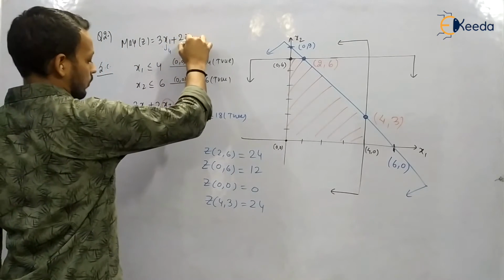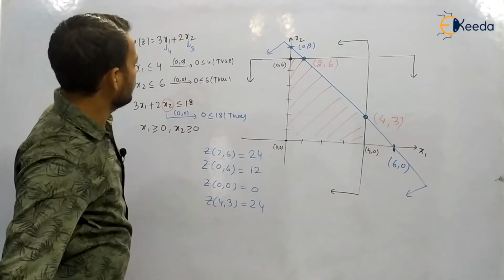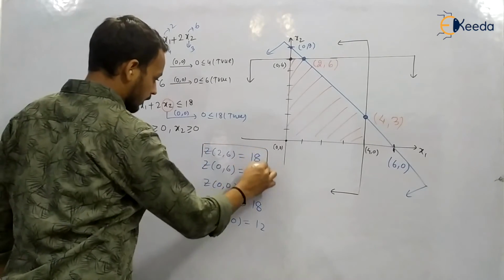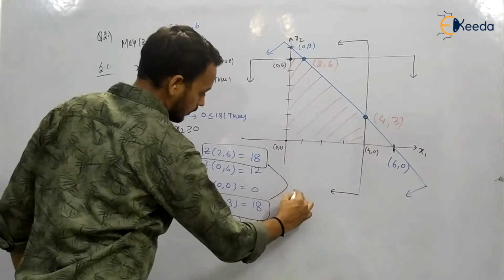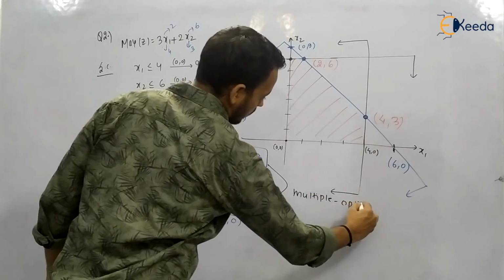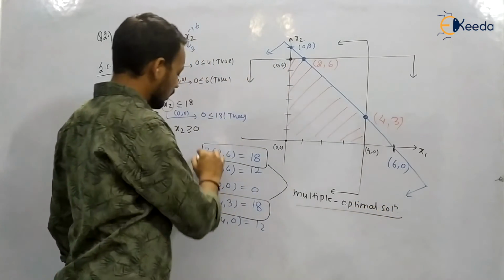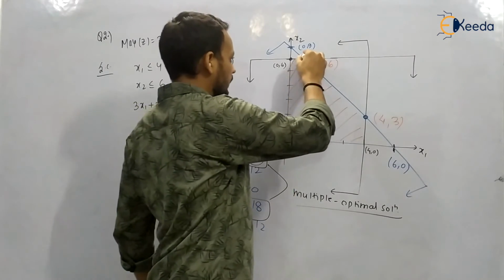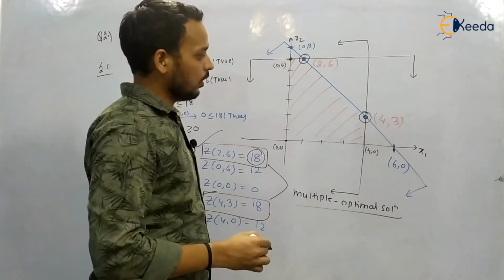Put 4 here and 3 here: this is 12, and 12 plus 6 is 18. You can see that we have got 18 at this point and 18 at this point. So the solution is multiple optimal, because we are getting the maximum value at these two corner points. So our solution is multiple optimal.